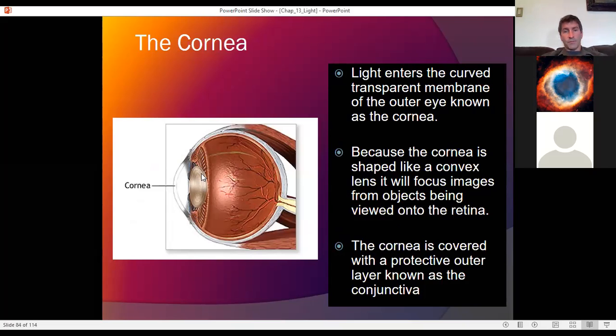Then it goes through the lens, which will focus the light even more, and then project an image onto the back of our retina. What's interesting is when we look at an image, okay, the image is actually inverted. It's actually upside down on our retina, and our brain turns it right side up.